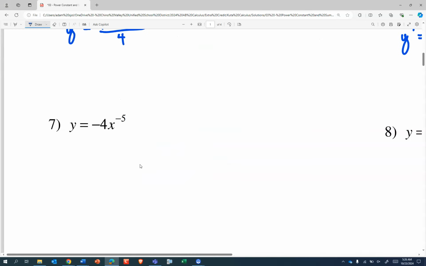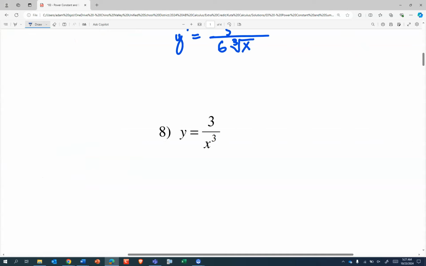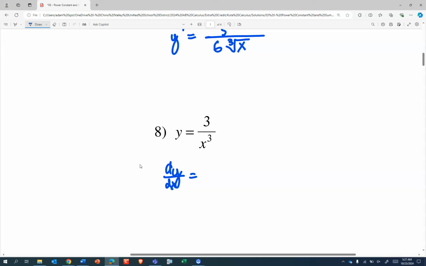Let's see. y equals negative 4x to the negative 5, which is going to have a derivative 20x to the negative 6. So we'll rewrite that 20 over x to the 6th. So you can just think of this as 3 times x to the negative 3rd. So dy dx is going to be negative 9 over x to the 4th. You should be able to do that without actually writing out 3x to the negative 3.